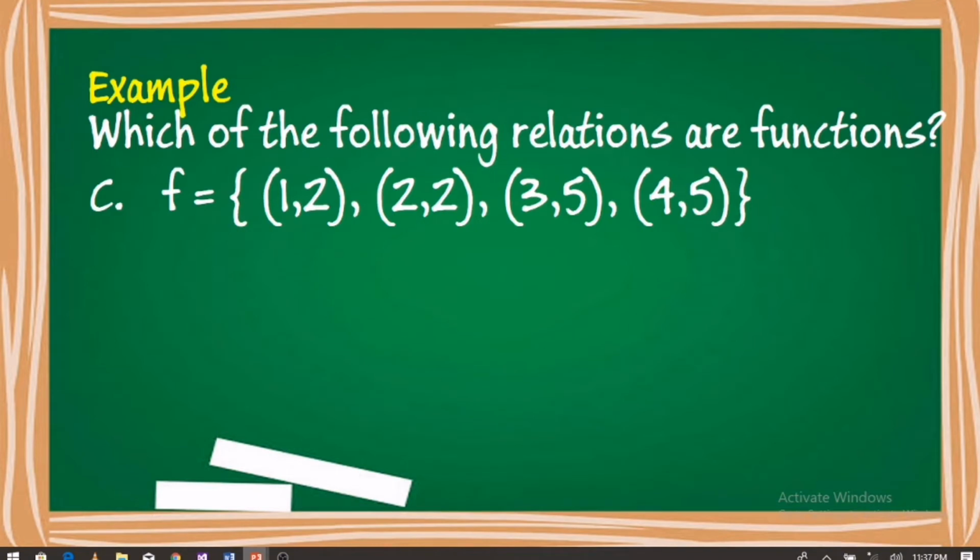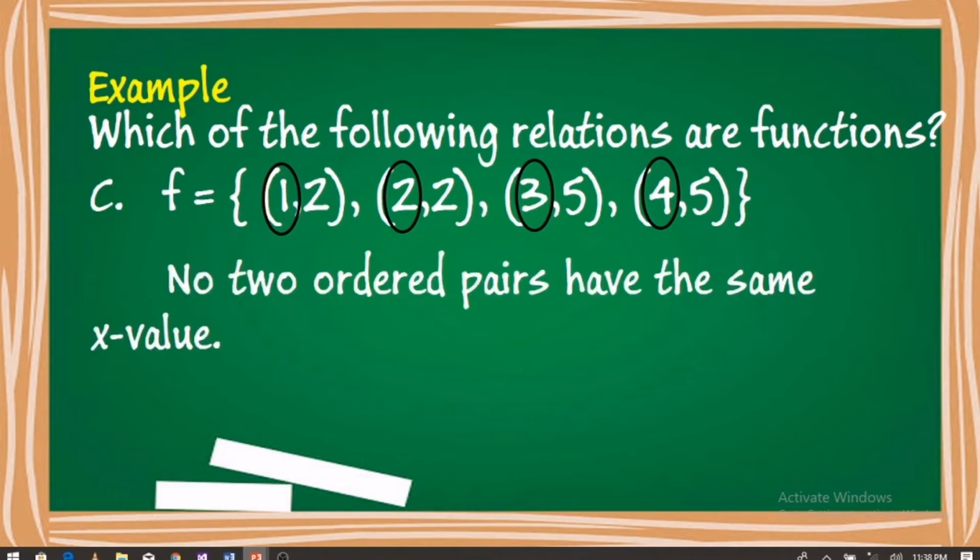Letter C. F is equal to the set containing the ordered pairs (1, 2), (2, 2), (3, 5), (4, 5). Let us check the x values of f: 1, 2, 3, and 4. No x values are the same, or no two ordered pairs have the same x value. Thus, f is a function.